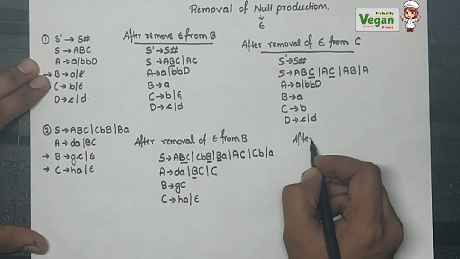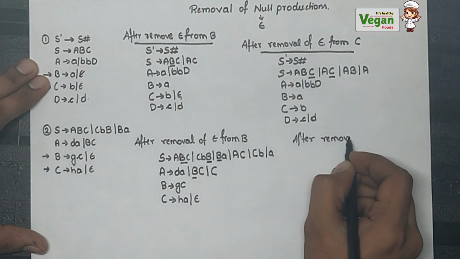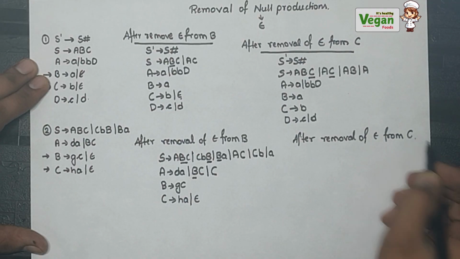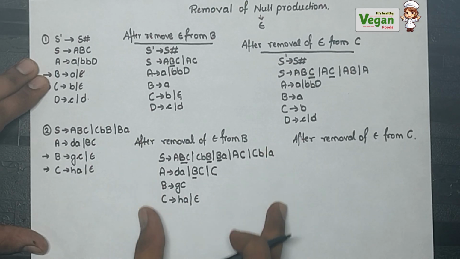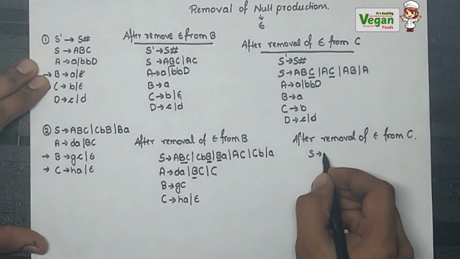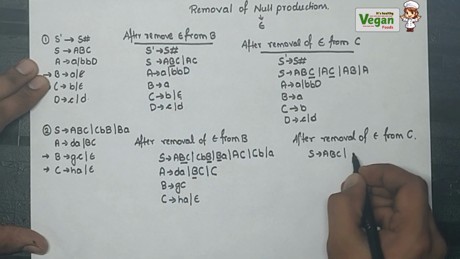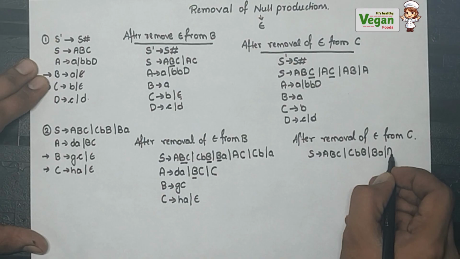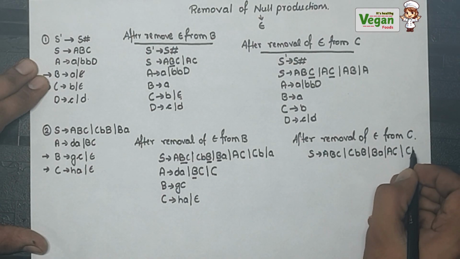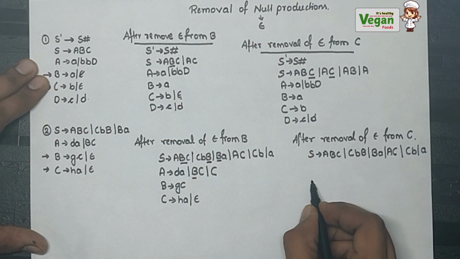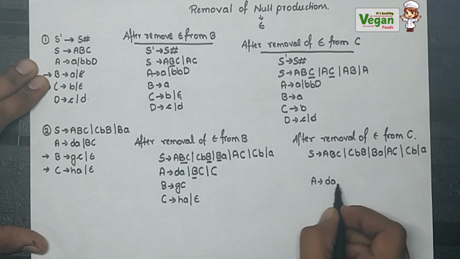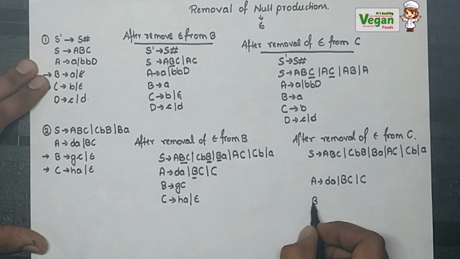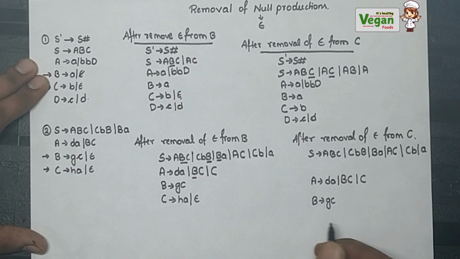So after removal of epsilon from the capital letter C, first write all of them same. So S producing ABC slash CBB slash BA slash AC slash CB slash A. Next A producing DA slash BC slash C. Next B producing small letter G small letter C.